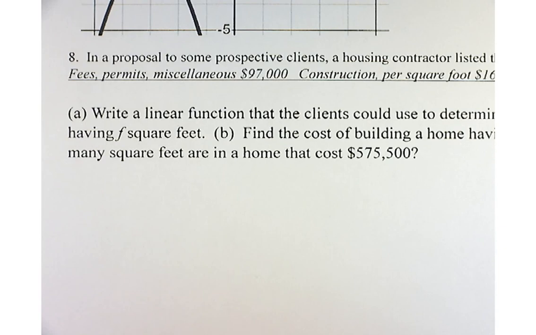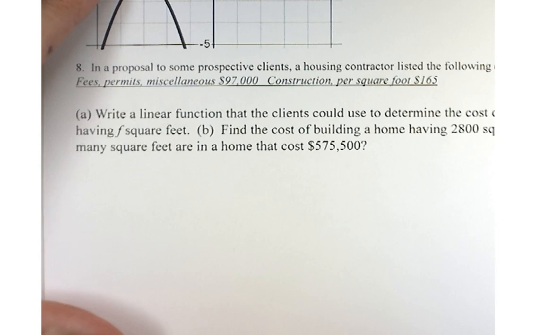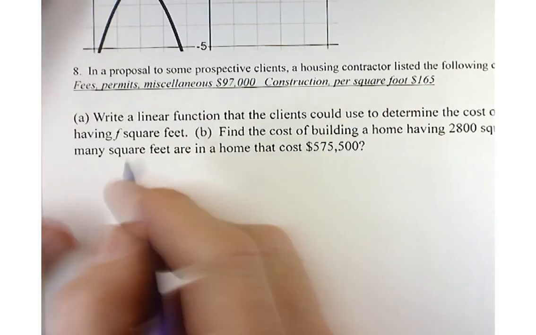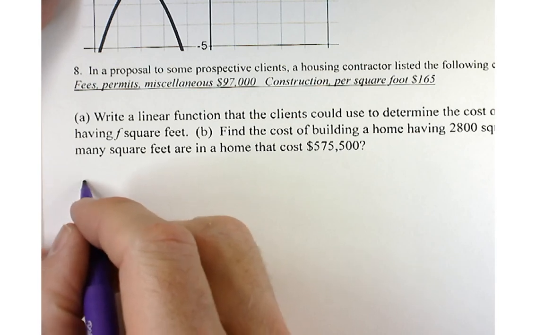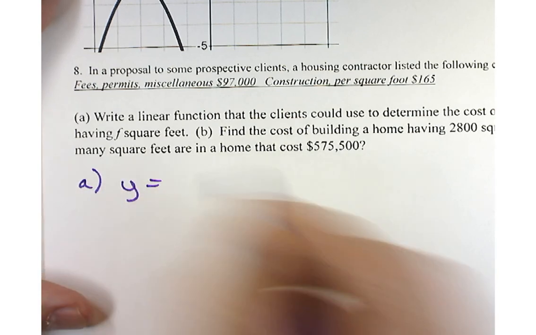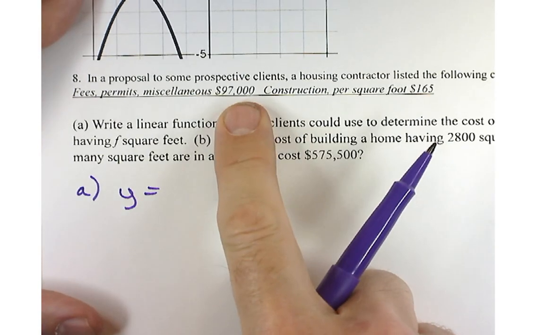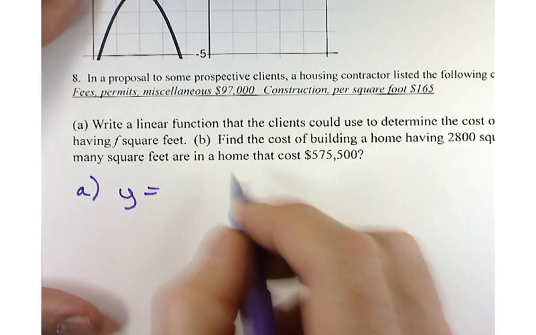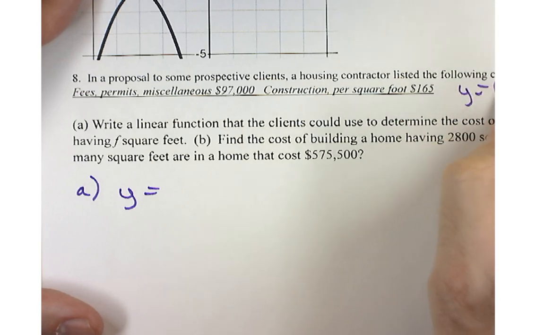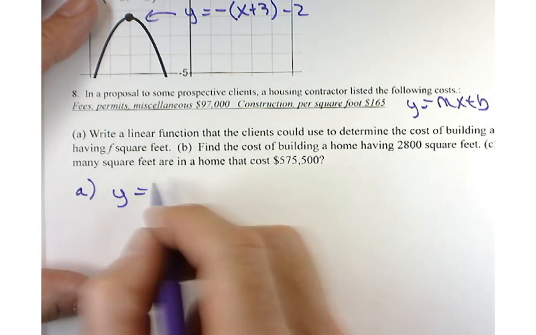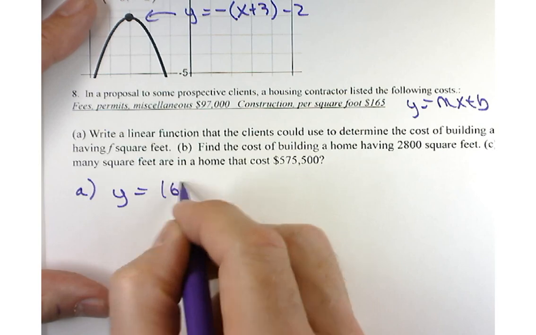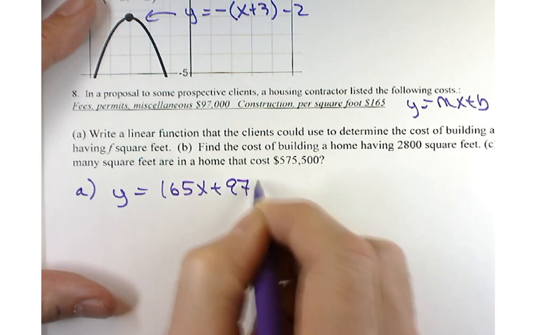All right, last but not least, we've got a house that's being built, with permits and fees, a lot more than what was earlier. So let's see if we can write an equation for that. I'll do it in x and y. The 97,000, that's your b. We're going to put it in the form of y equals mx plus b. That's your fixed cost, so that doesn't change with the size of the house. So that's going to be $165 per square foot plus your 97,000.